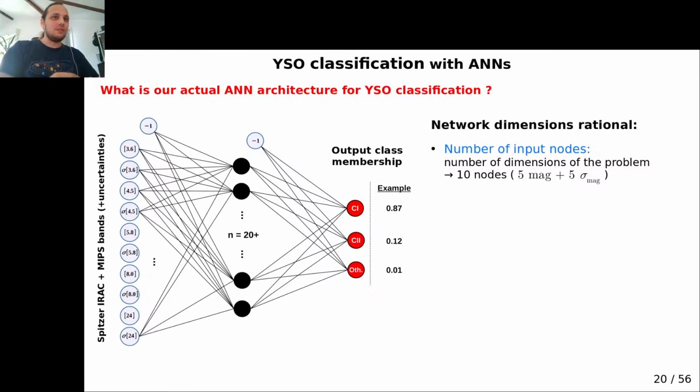Especially since with a single layer, I'm not sure how much freedom the network has to combine the error bars with the values themselves.